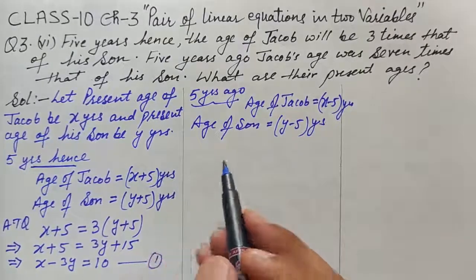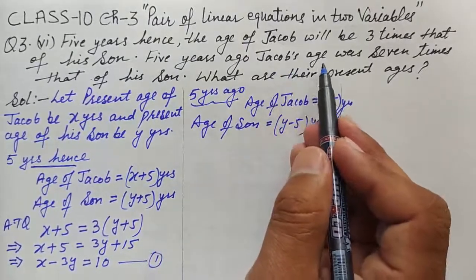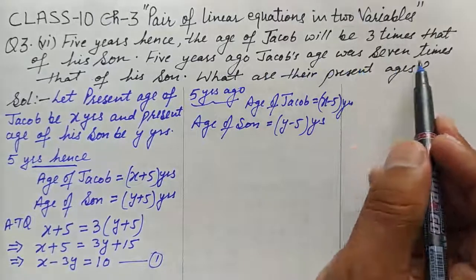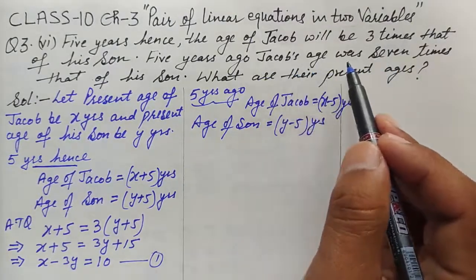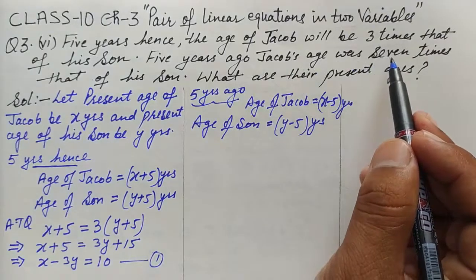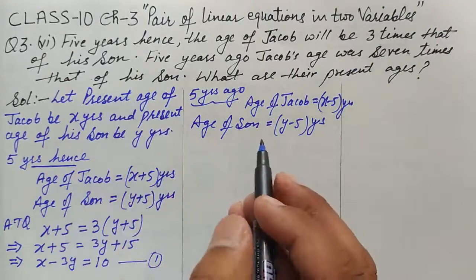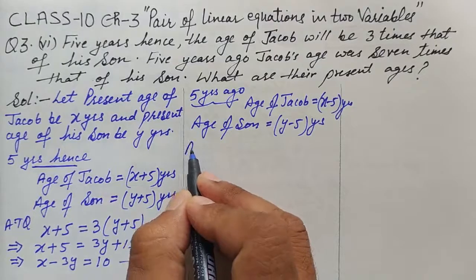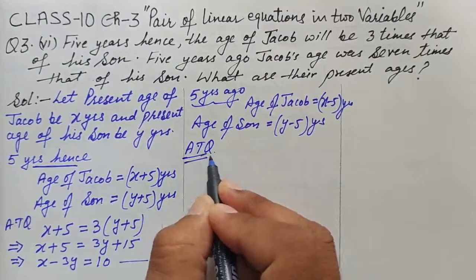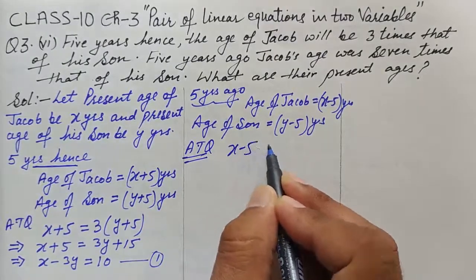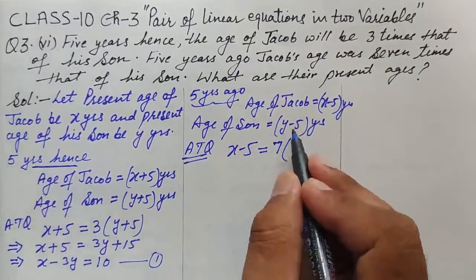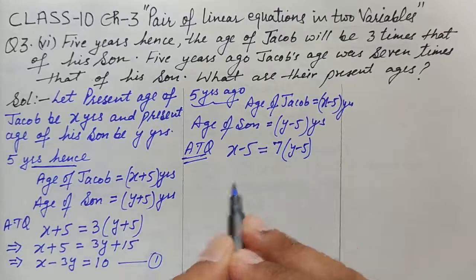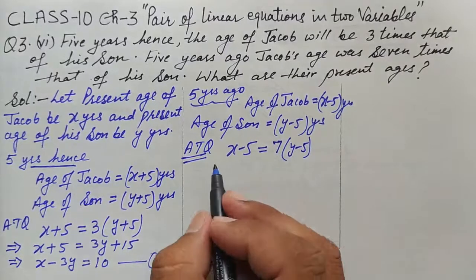So the condition is Jacob's age was 7 times that of his son. So according to the question, Jacob's age, x minus 5, will be 7 times that of his son's age, that is y minus 5. This is your second condition. The equation is framed now.